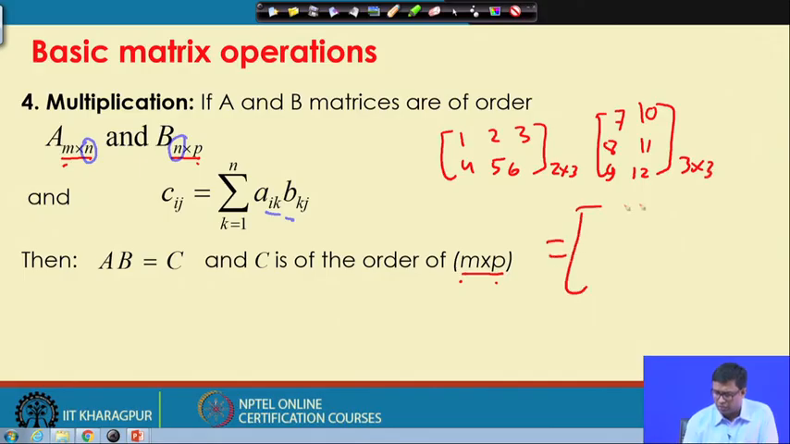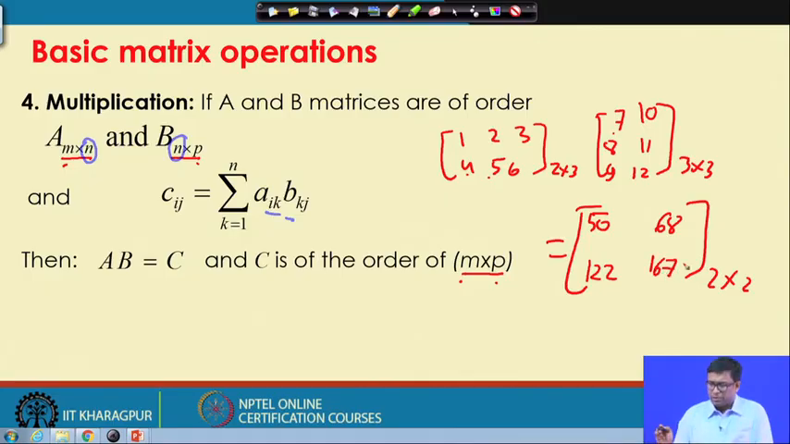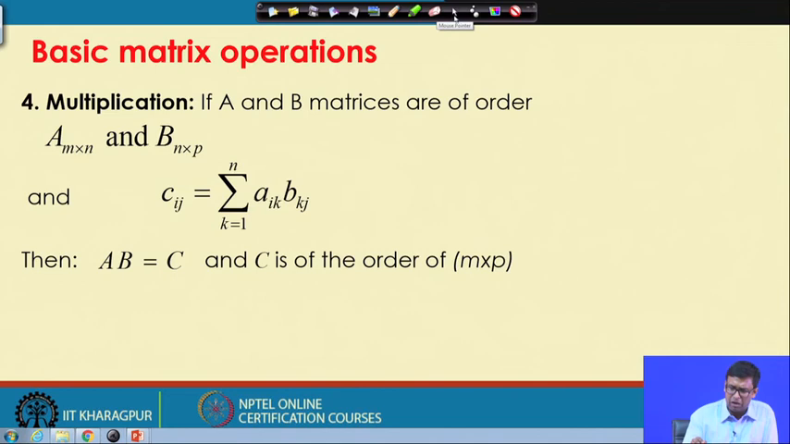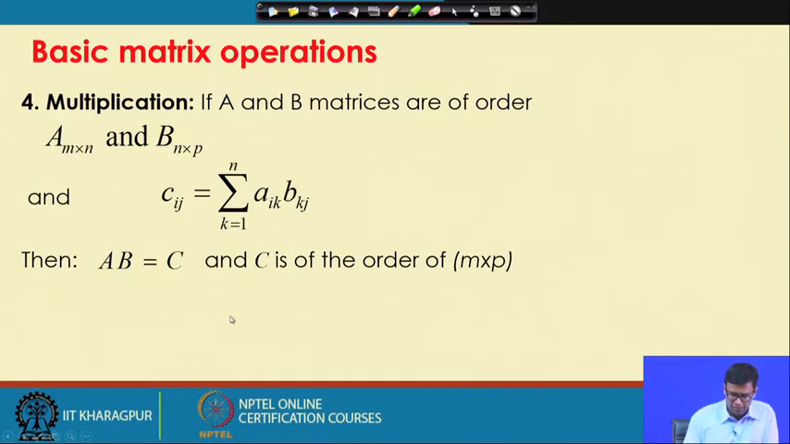I will get something which is 2 into 2, and each term here, this is 1 into 7 plus 2 into 8 plus 3 into 9, which will give me 50. This is 1 into 10 plus 2 into 11 plus 3 into 12, which will give me 68. This is 4 into 7 plus 5 into 8 plus 6 into 9, which will give me 122, and this is 4 into 10 plus 5 into 11 plus 6 into 12, this gives me 167. So, this is how matrix multiplication is defined, and there are a plethora of applications of matrix multiplication in linear algebra courses.